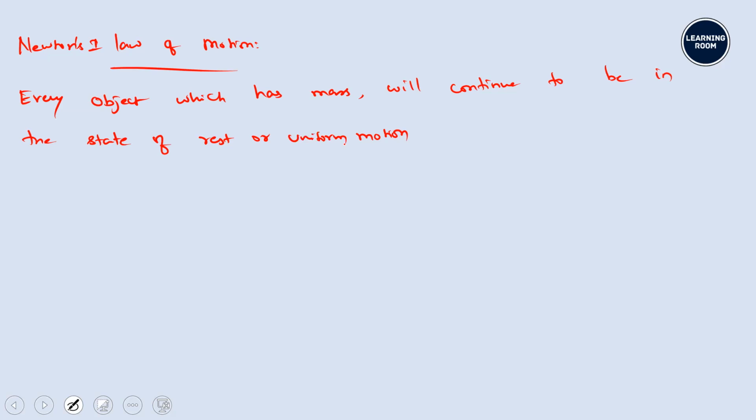Why is it so? I'll explain. Every object which has mass will continue to be in the state of rest or uniform motion till what point? Unless and until an external force is applied on it.